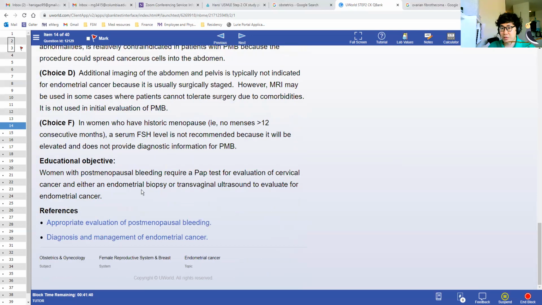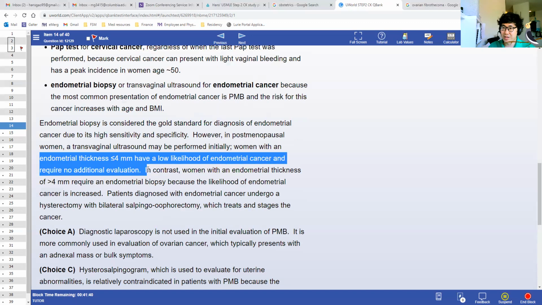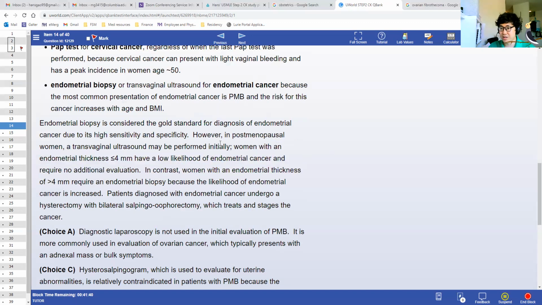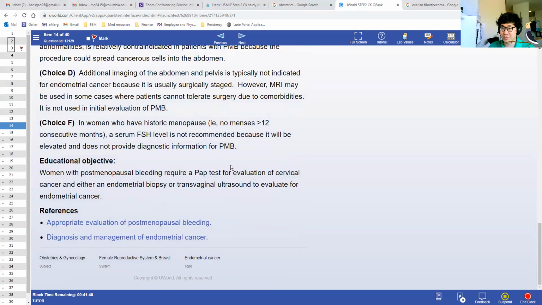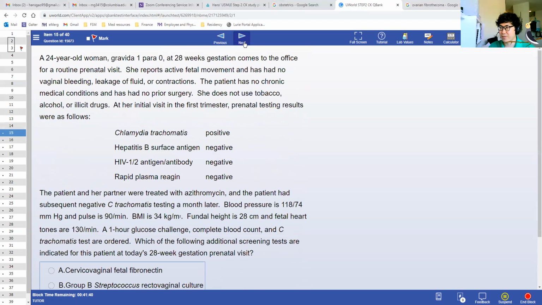Require a pap test for cervical cancer and either endometrial biopsy or transvaginal ultrasound to evaluate for endometrial cancer. Okay, so actually you can use ultrasound. I didn't know that. I don't know what you would be looking for. Oh, okay. So you would be looking for the endometrial thickness, and if it's thinner, then less concern for cancer. I guess that makes sense. It's more of a correlation thing, but I guess it works in real life. So you could use ultrasound or do an endometrial biopsy. Yes, so I guess I still got it right. I don't think I'm going to mark that.